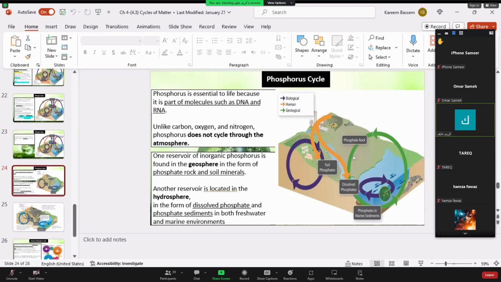So when we go into the phosphorus cycle, there is one main point regarding it. It is not recycled through the atmosphere. Unlike carbon and nitrogen, it is only recycled through the geosphere or hydrosphere. Geosphere when it's found in rocks or soil, or groundwater. Hydrosphere when it is dissolved in the water or in the sediments of fresh water and marine water. So it is not recycled in the atmosphere.